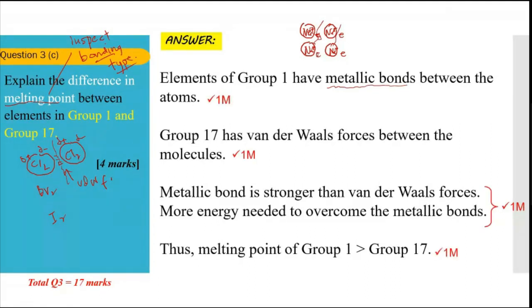So the marks here, 4: saying that group 1 has metallic bond, group 17 has van der Waals forces between molecules, comparing strength and the energy needed to overcome, and finally concluding which has the higher melting or boiling point, and which has the lower melting point.